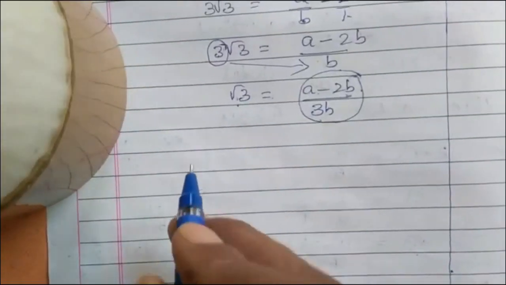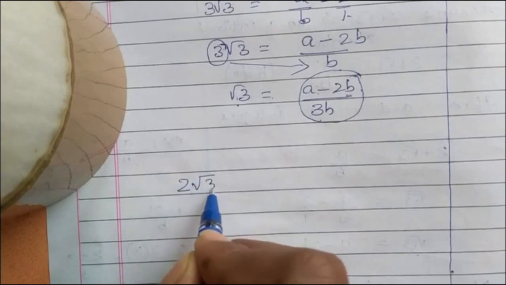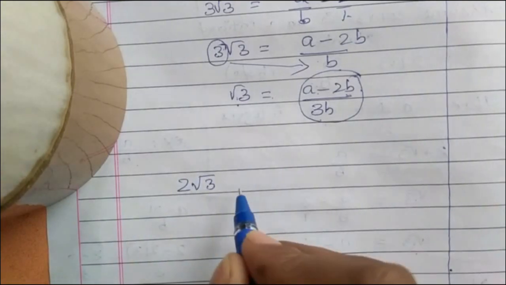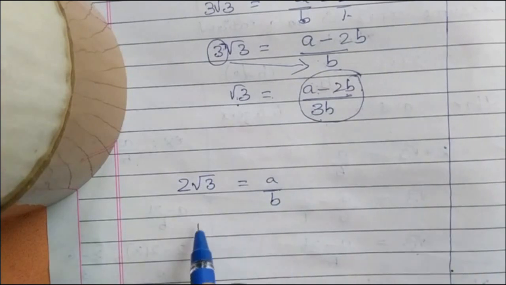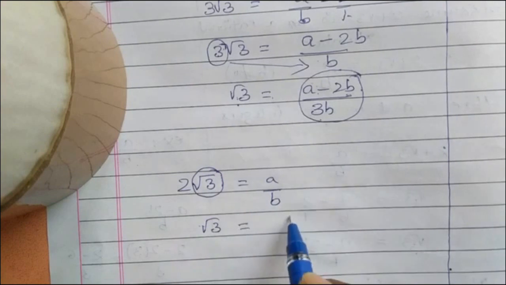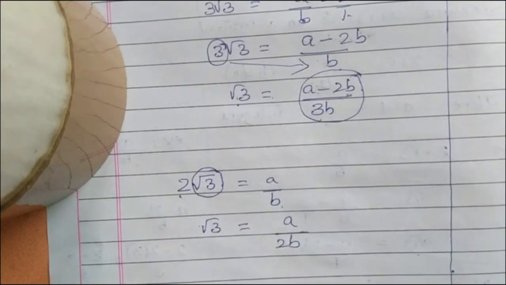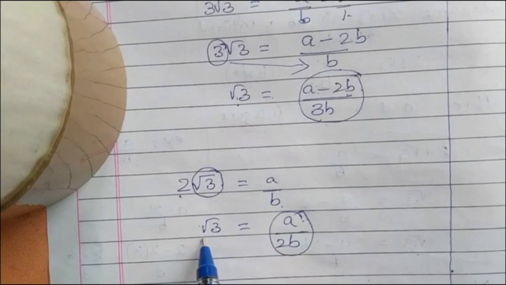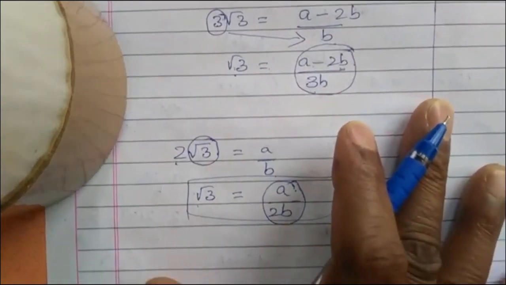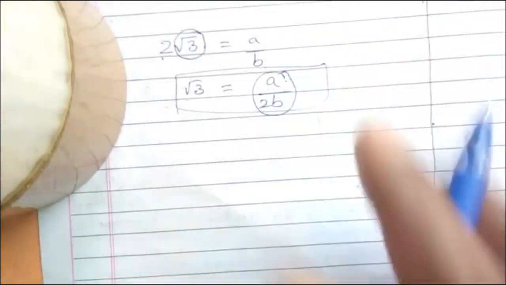The other example. Only 2 root 3 is an irrational number. If they ask, we equate to a by b. Only root 3 is an irrational number. Now we isolate that. You shift this 2 to the other side, it becomes 2b. Now a by 2b is... sorry, a by b is a rational number. Root 3 is an irrational number. This leads to a contradiction. So like this, many examples are there, students.